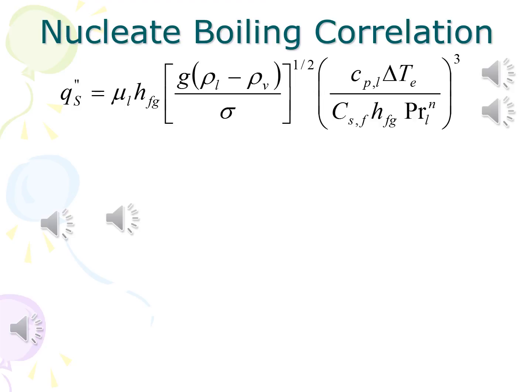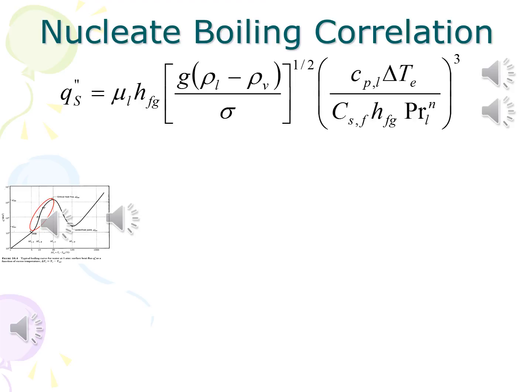This is the correlation you need to use in the nucleate boiling region. Do you remember the range of excess temperature, delta T, E, for which we have nucleate boiling? Okay, here is the boiling curve again. Can you identify where you have nucleate boiling? Or can you not? Let me remind you. It is from the onset of boiling to the critical heat flux maximum. In other words, from an excess temperature of 5 degrees to an excess temperature of 30 degrees.